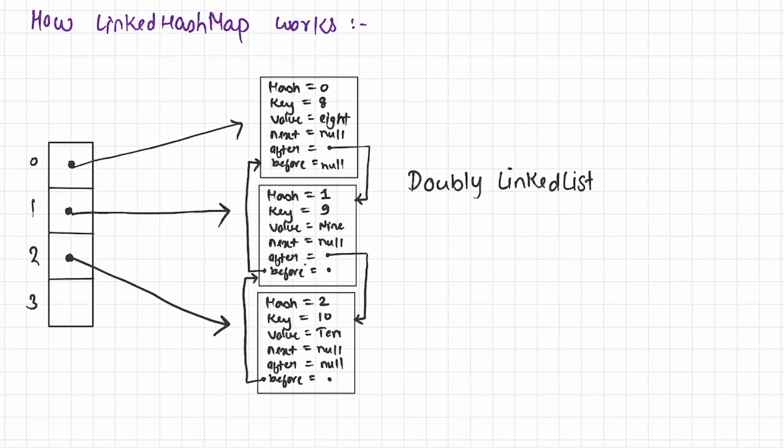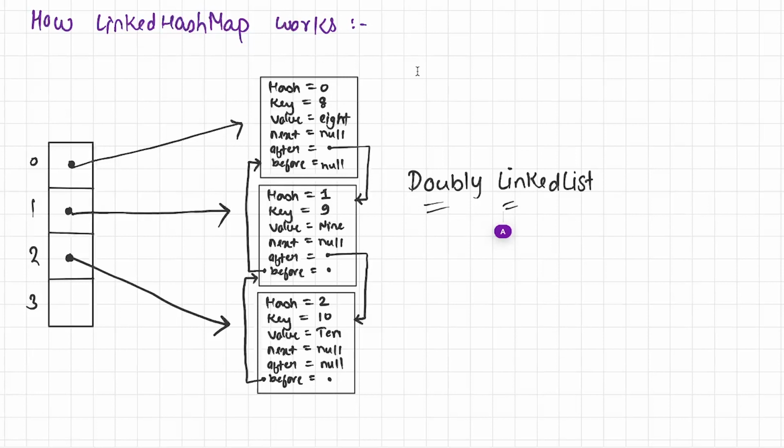Do you realize what is happening here? If you look at these nodes carefully, you will see that they are nothing but a doubly linked list. These are the nodes of a doubly linked list, and after and before are the pointers that store the reference of the previous node and the next node. So you might be asking: if everything was working fine with only one field, that is next, then why do we need these 2 more fields, after and before?